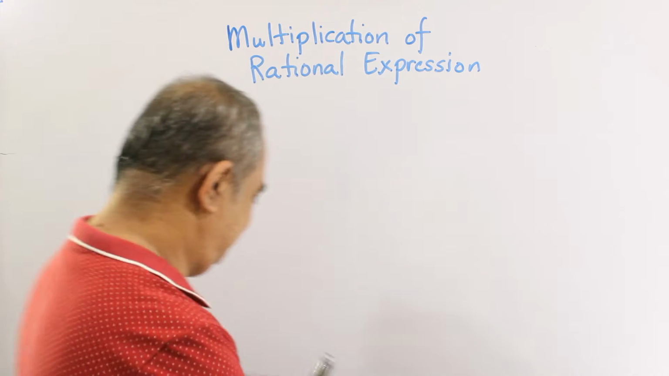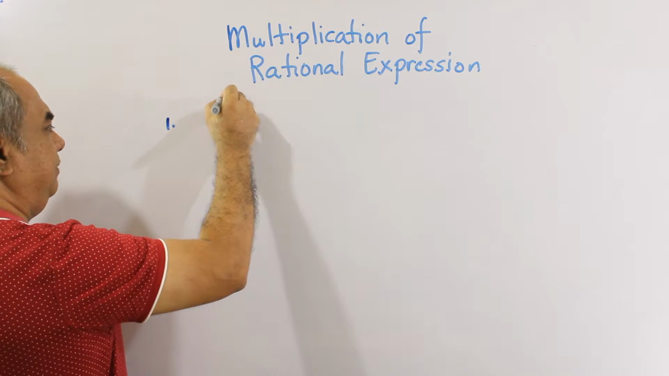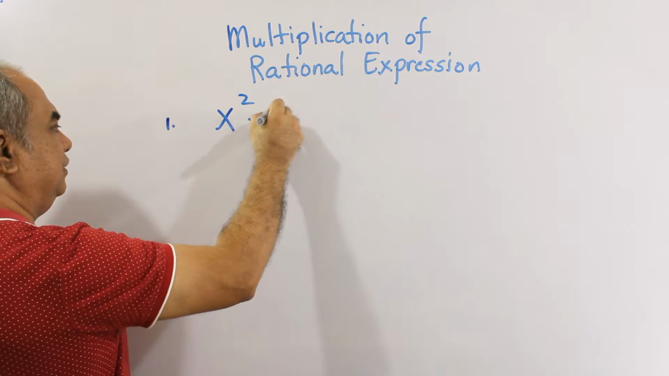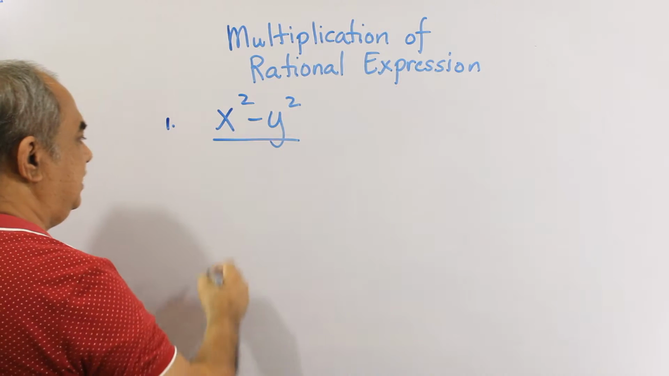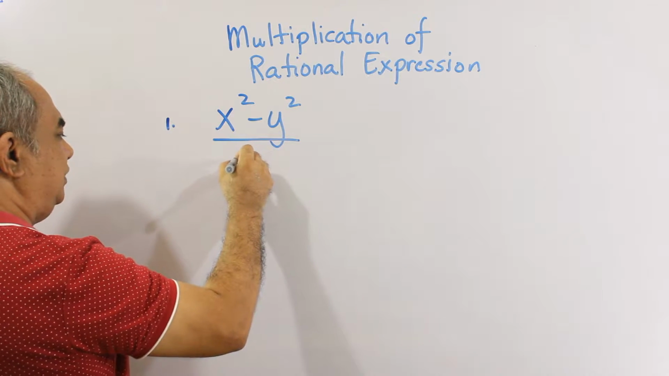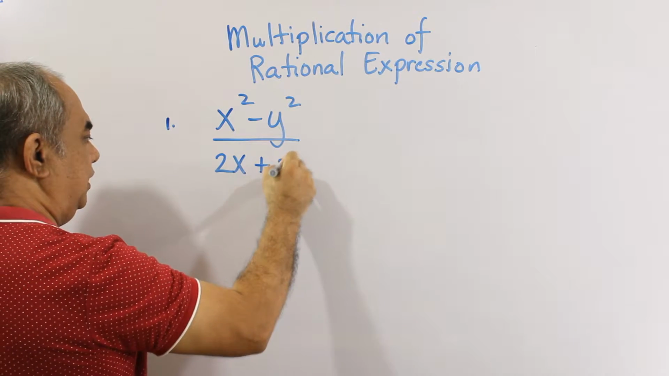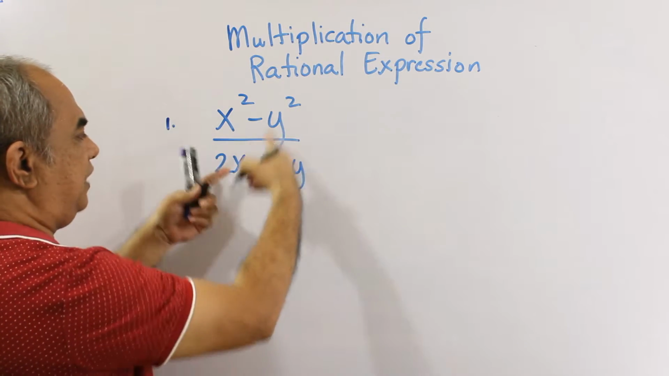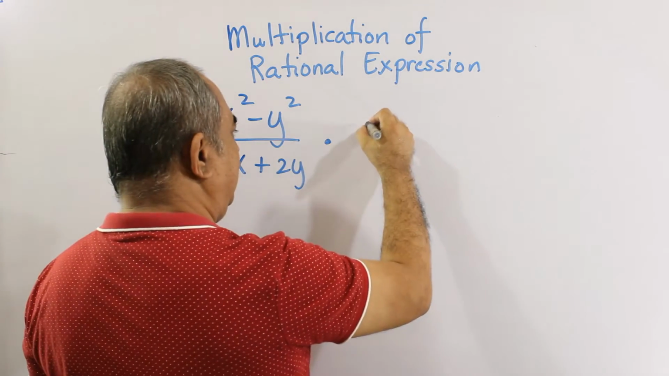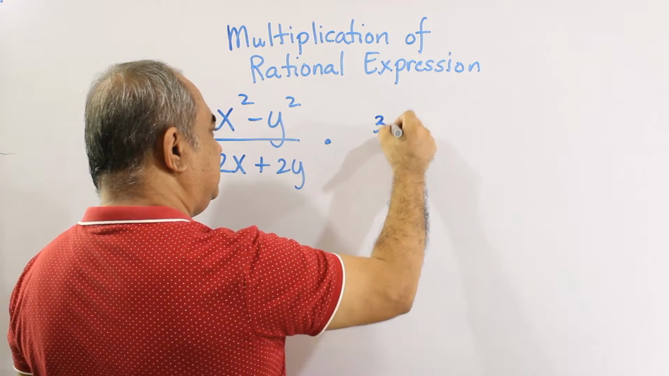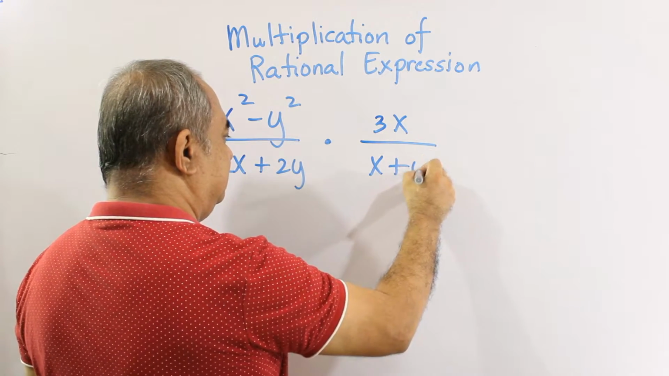Okay, listen up. Say we have a problem like number 1. Let's say we have x squared minus y squared. Again, this is a fraction. Let's say we have very simple like x plus y. Or let's say 2x plus 2y. And then this fraction here, we're going to multiply this by another fraction. Let's say we have 3x. The denominator is x plus y.